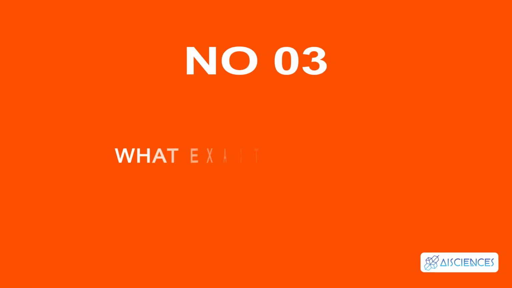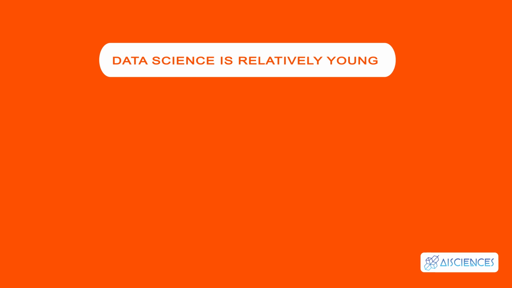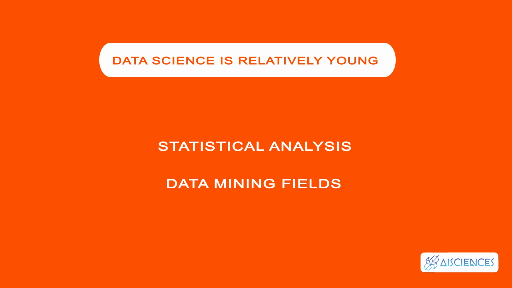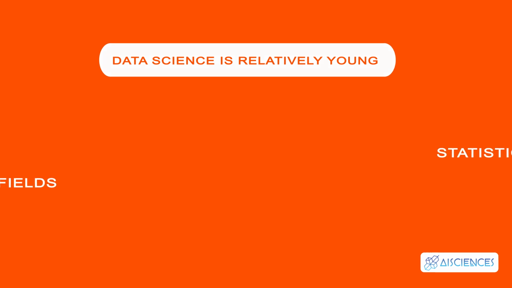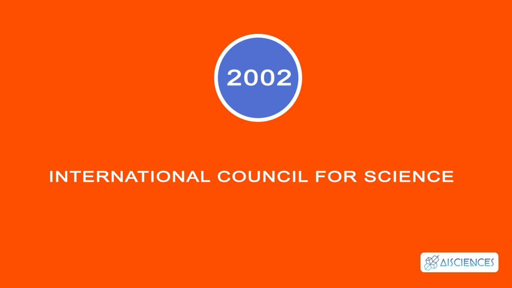Number 3. What exactly does a data scientist do? As a full-time profession, data science is relatively young. This field grew out of the statistical analysis and data mining fields. The Data Science Journal debuted in the year 2002. This journal was published by the International Council for Science, Committee on Data for Science and Technology. The title of data scientist first emerged in 2008. Since then, this field has really taken off.